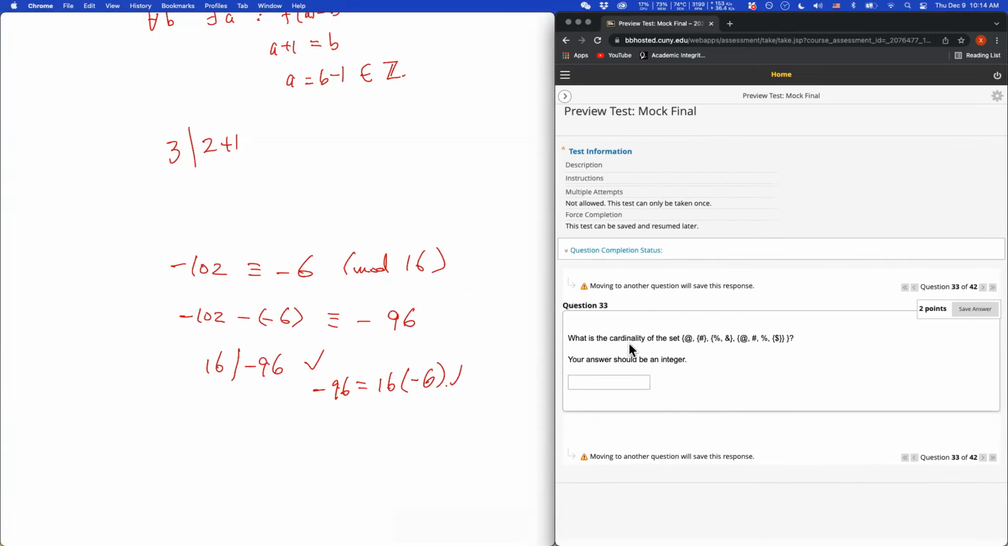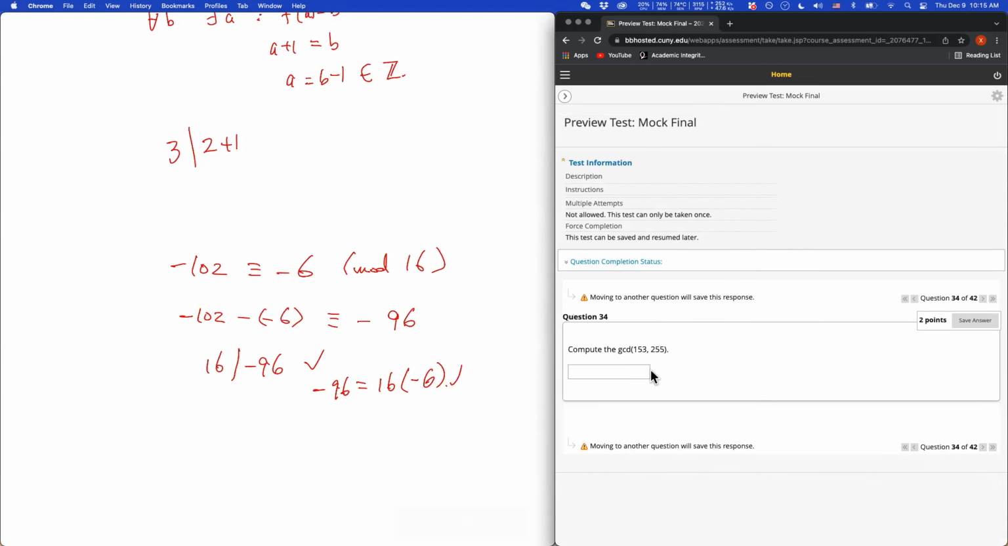Okay, and next it's asking what's the cardinality of this set. So if you count the number of elements in the set, you have 1, 2, 3, and then 4. So you have 4 elements in your set. The answer will be 4 here.